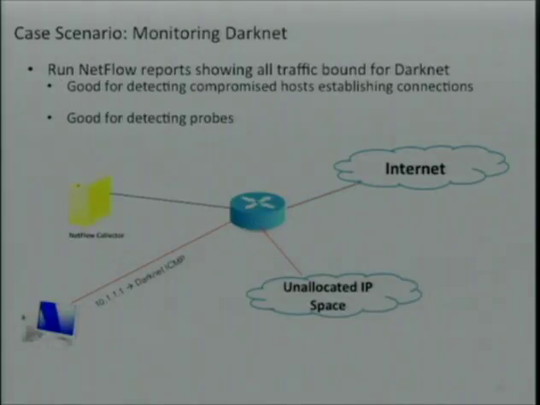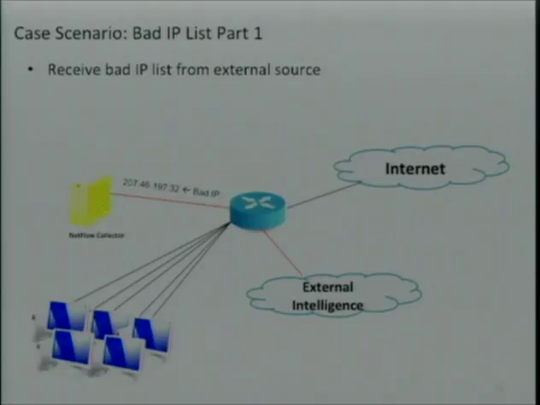Monitoring a darknet. Assuming your organization has a darknet of unallocated IPs set up, you can run a query for all connections communicating to your darknet. In this example, there's a host communicating over ICMP. This is great for detecting probes on your network, and it's a really easy way if you have a darknet set up.